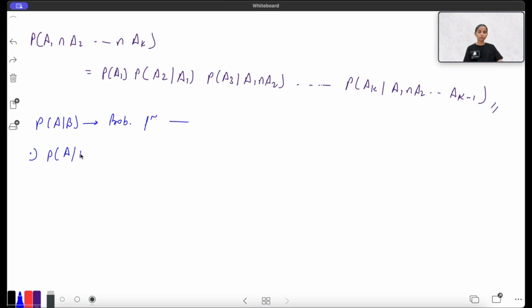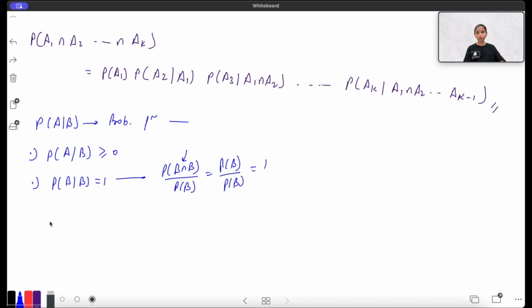This means probability of A given B is greater than or equal to 0. Second thing, probability of B given B is equal to 1. Now it is very easy to see that if I open the conditional formula, it is going to be probability of B intersection B upon probability of B, and the intersection of the event with itself is going to be probability of B. So it will be probability of B by B, that is equal to 1.